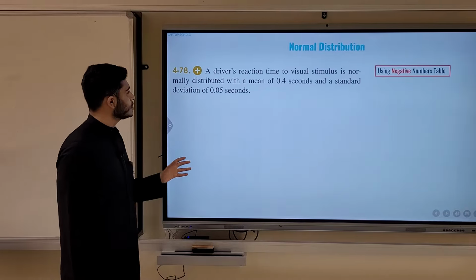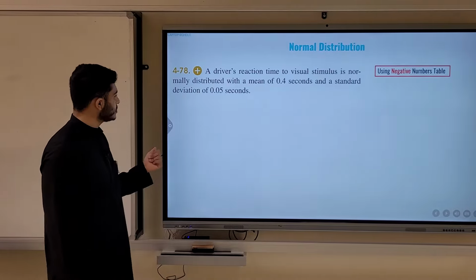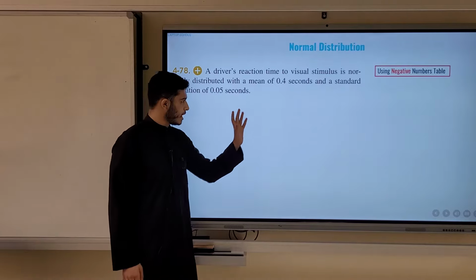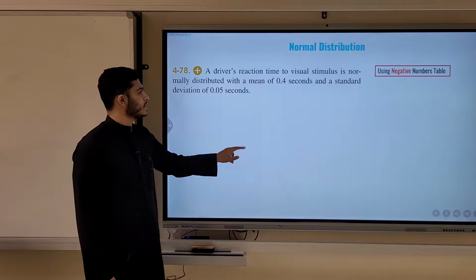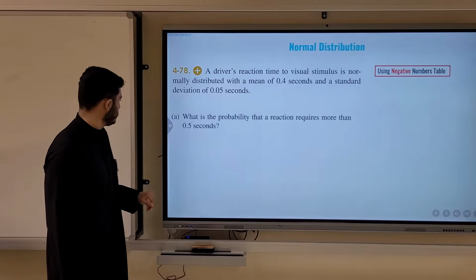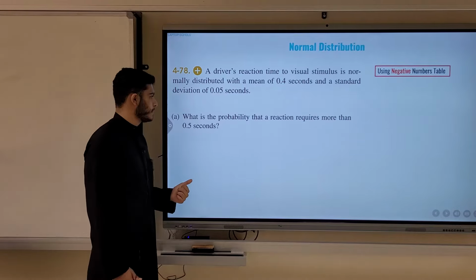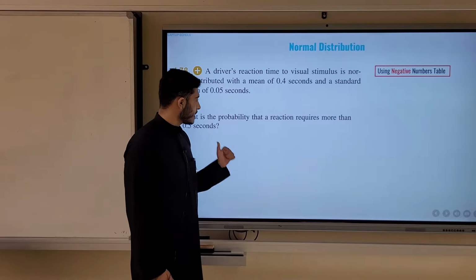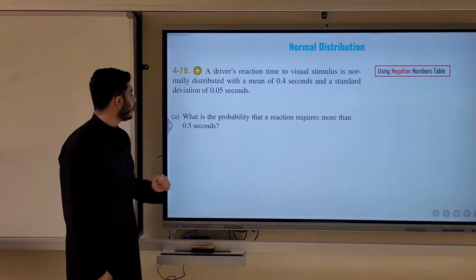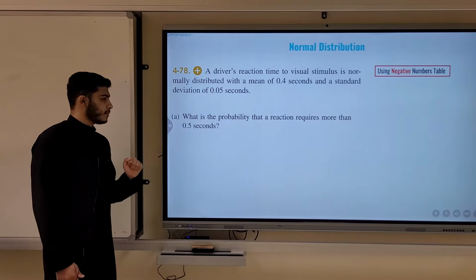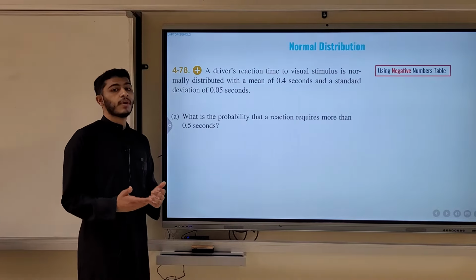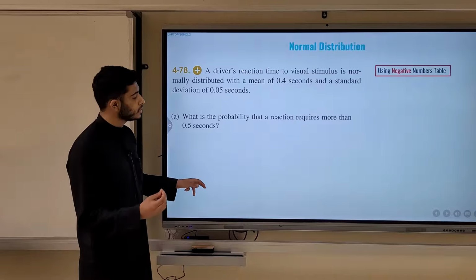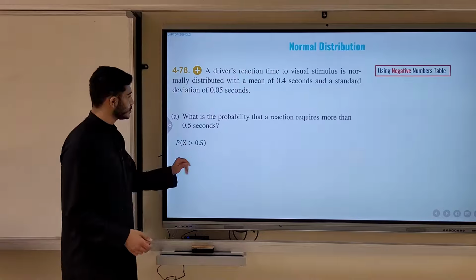Now, the next question. A driver's reaction time to a visual stimulus is normally distributed with mean 0.4, we have the mean, and standard deviation of 0.05, we have the standard deviation. Let's see the first part of the question. What is the probability that a reaction requires more than 0.5 seconds? So the probability of X being greater than 0.5. So we have to solve this one.